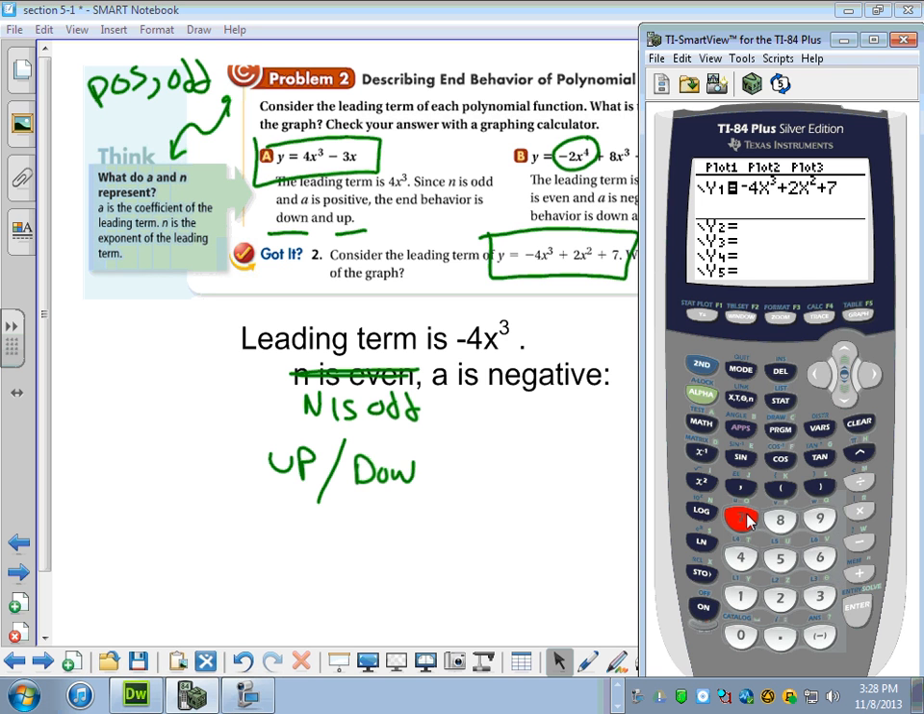I'll make sure my window is under zoom 6 for now. I just want to see what the general behavior looks like. Okay, so it looks like it starts on the up and it goes in the down. If I zoom out a little bit, or maybe I'll just change my window slightly, so I have -5 to +5 on the x values, and I'm going to just increase my maximum y to 20, I can get a little better view of how this cubic function looks. So there we go, up and down. So this is pointing up, and this other one's pointing down.